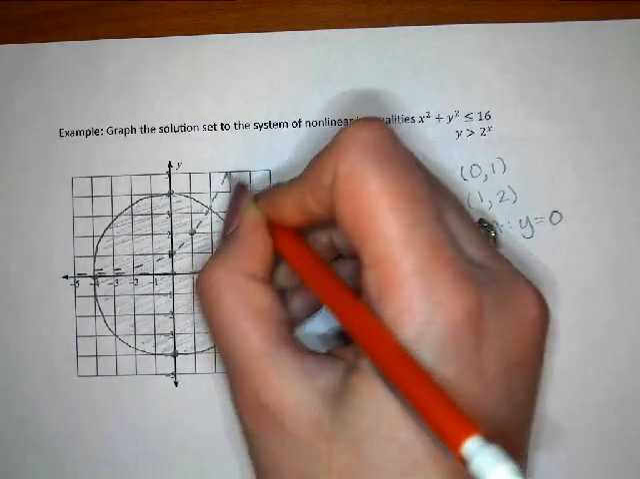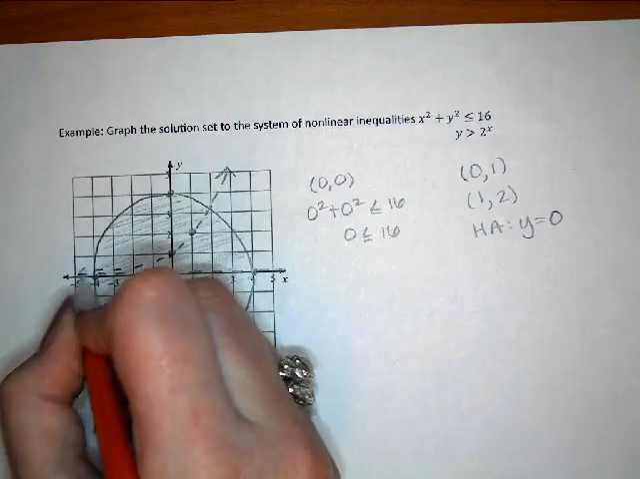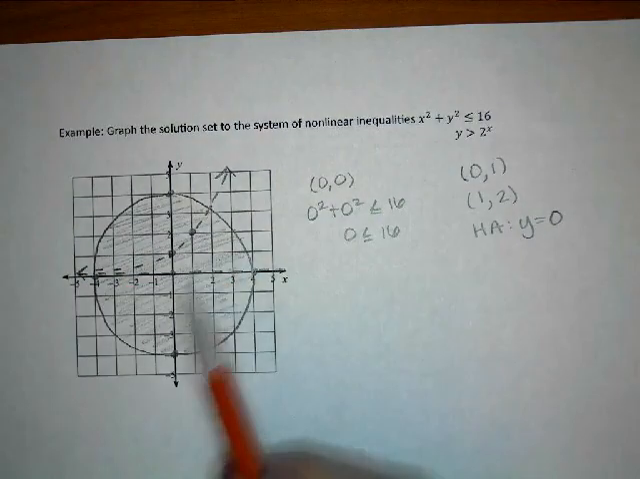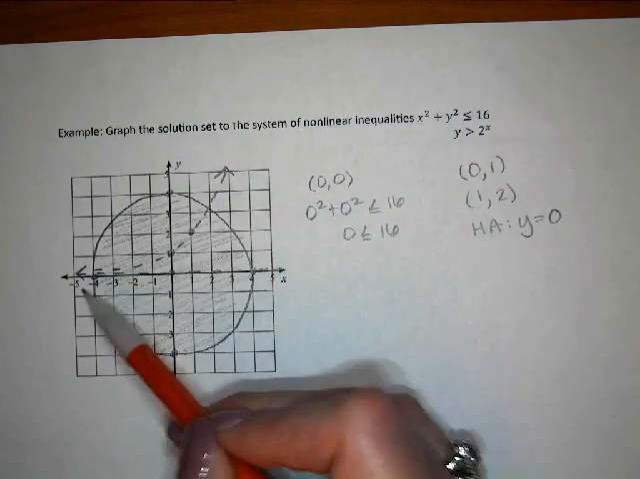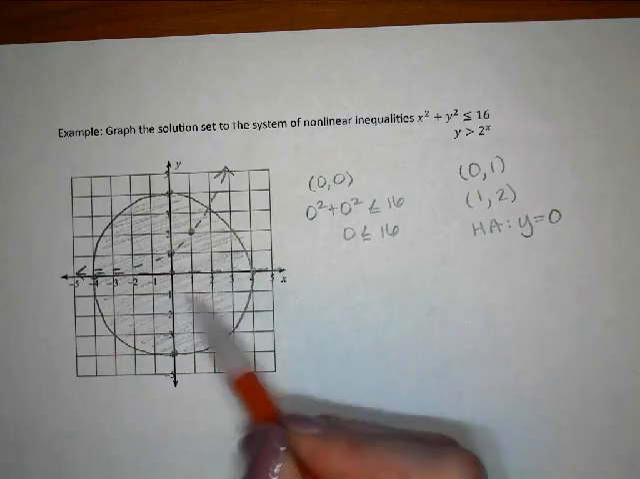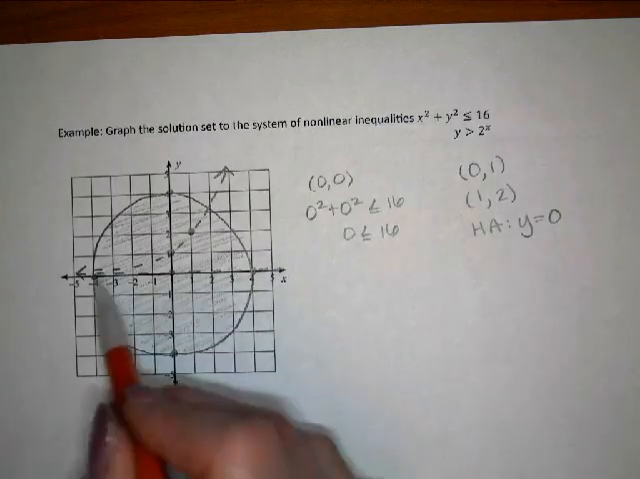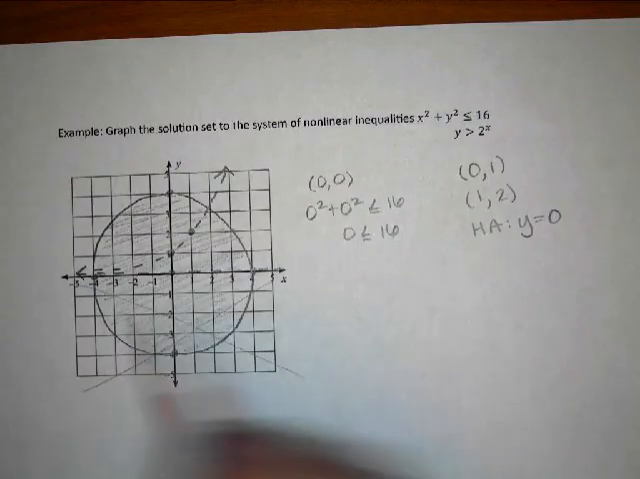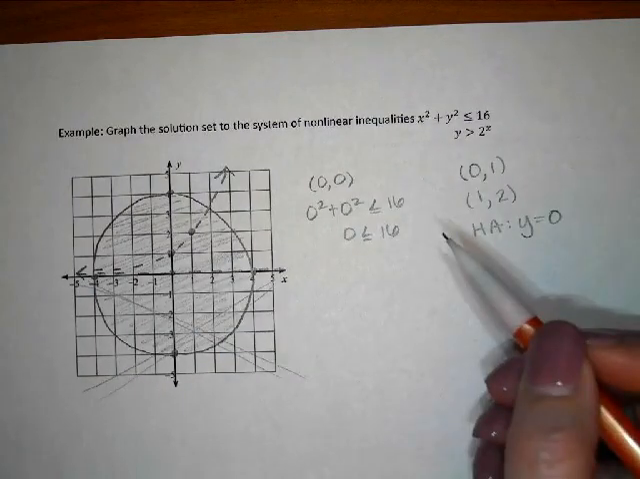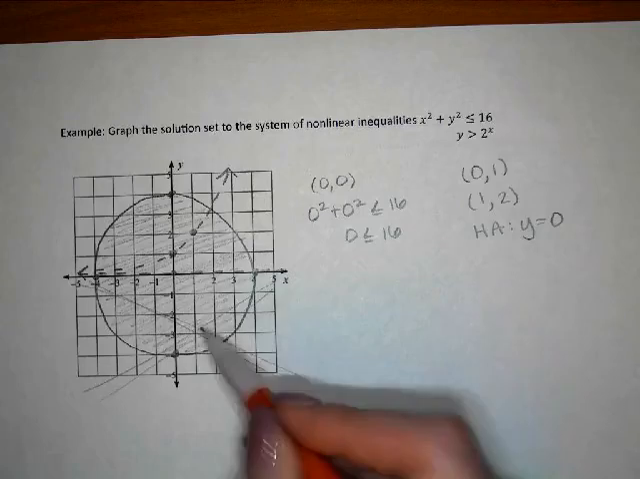So I know for this exponential graph, I'm not going to have my shading cross the asymptote. So I'm not going to have any shading down here at all, except for the shading in the circle. That shading can still be true for just that inequality. It just won't be true for both of them.